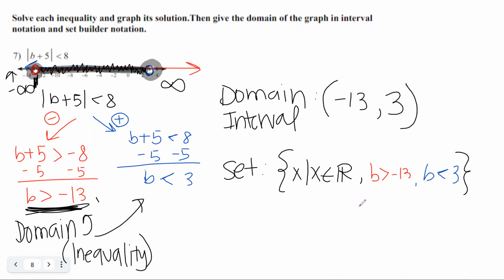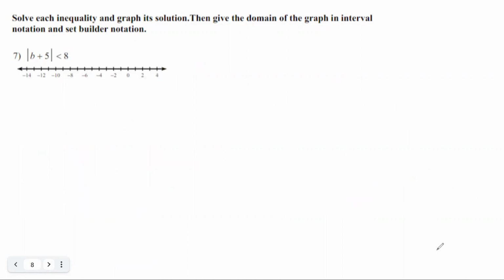So this describes the domain where all x values exist for this inequality. This describes the domain for all x values that exist for this inequality. And our fancy set builder notation also denotes the same. Let's do another. All right.